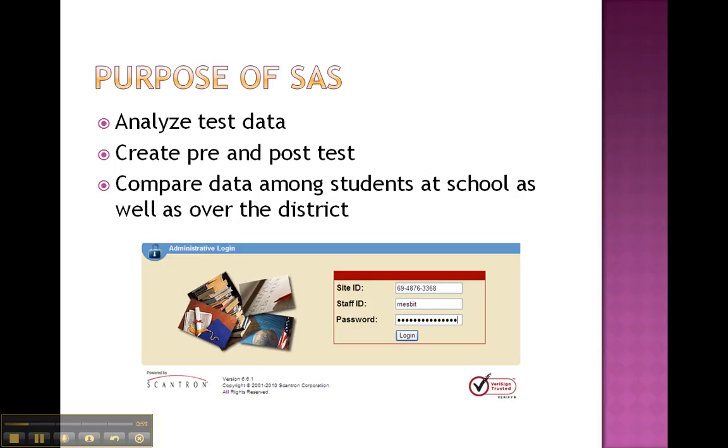And what I really like about the Scantron Achievement Series is you can really dig deep into analyzing the test data. You can look at how many students chose the correct answer for each question and how many chose the incorrect answer. Or with each individual multiple choice question, A, B, C, D, you can see how many students chose A, how many chose B, how many chose C, how many chose D. And it really helps you figure out where there are gaps.